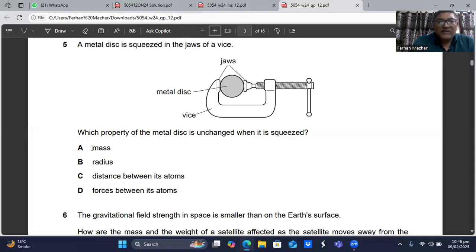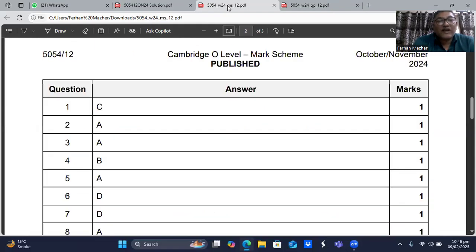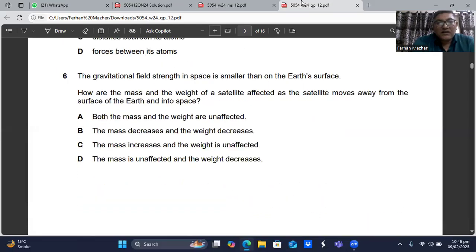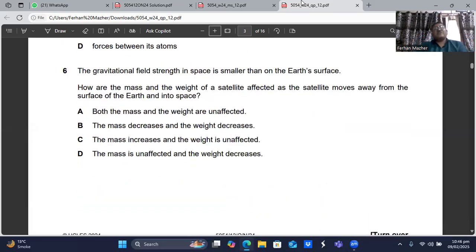But the one thing we definitely do not change by squeezing is the mass. So question number 5, A is the choice, which is the right choice, sir. Then we have question number 6. The gravitational field strength in space is smaller than on the Earth surface. How are the mass and the weight of a satellite affected as the satellite moves away from the surface of the Earth and into space?